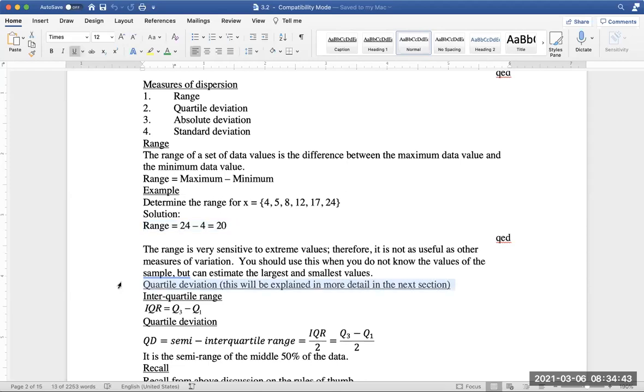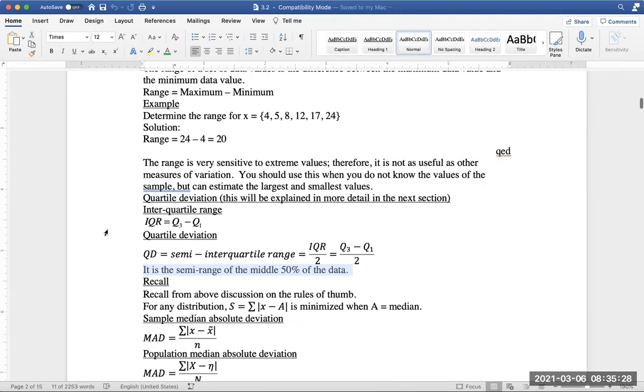Quartile deviation. I'll be explaining the quartile deviation more in the next section, but let me just say what it is. The interquartile range is the difference between the third quartile and the first quartile. The quartile deviation, which is our measure of dispersion, is sometimes called the semi-interquartile range. It is half of the interquartile range: third quartile minus first quartile, divided by 2. So it is the middle 50% of your data.